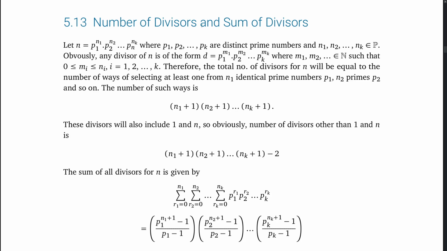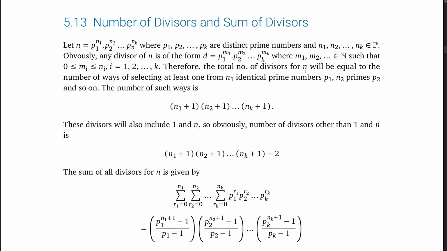Now we have number of divisors and sum of divisors. Suppose n = p1^n1 p2^n2 through pk^nk, where p1, p2, pk are distinct primes and n1, n2, nk are positive integers. Obviously, any divisor of n is of the form d = p1^m1 p2^m2 through pk^mk, where m1, m2 belong to natural numbers such that 0 <= mi <= ni, where i = 1 through k.